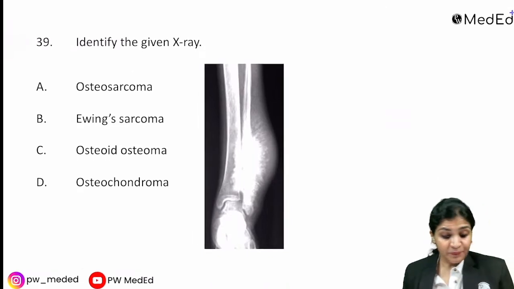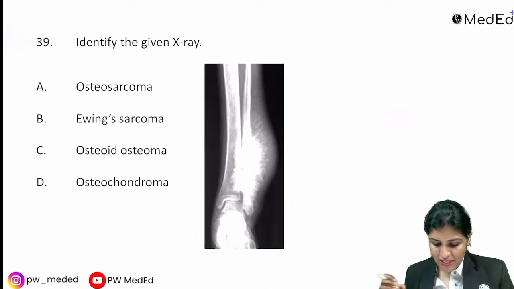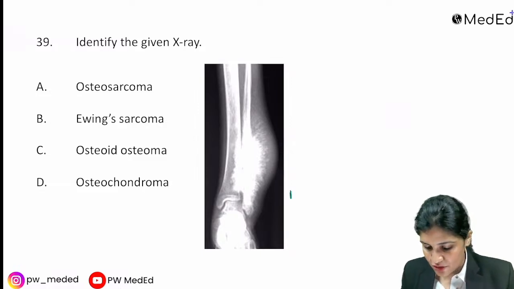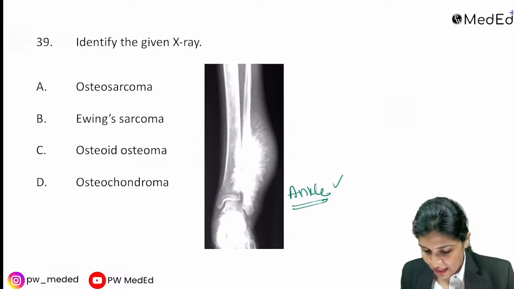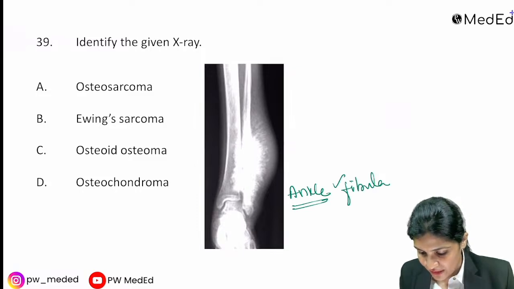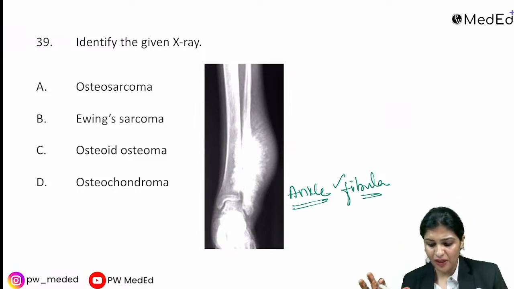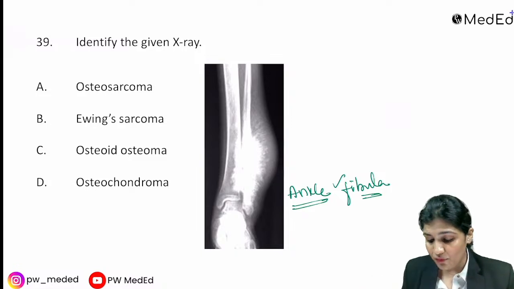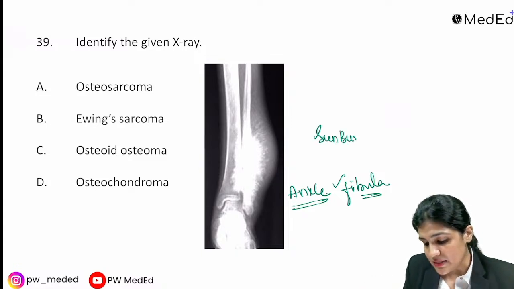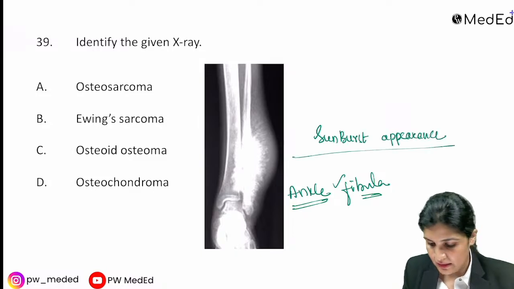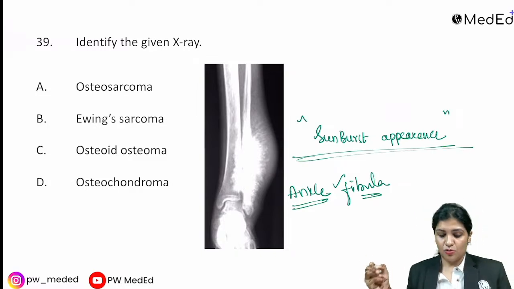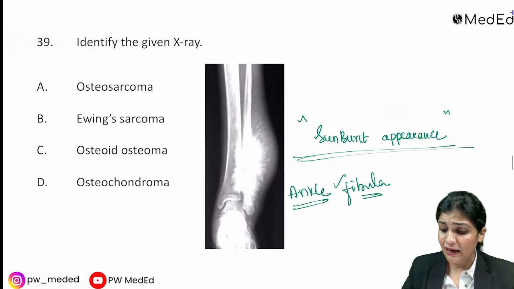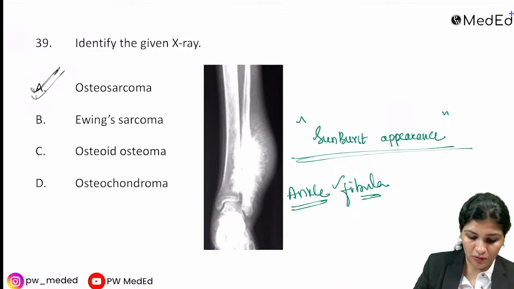So now the next one, identify the given X-ray. They have put up an X-ray showing the ankle joint. You can see there is a fibula where there is a huge amount of sclerosis, right? Because you can see more white, which is nothing but bone, and this bone arrangement is in the shape of a sunburst appearance. We have just dealt with that, and here the answer is osteosarcoma, right?